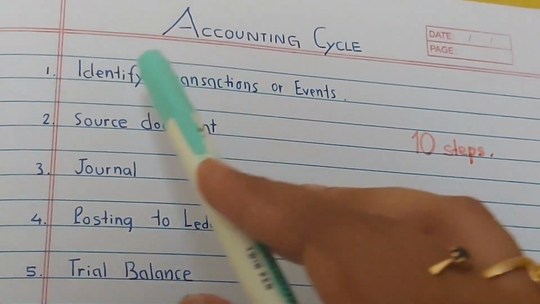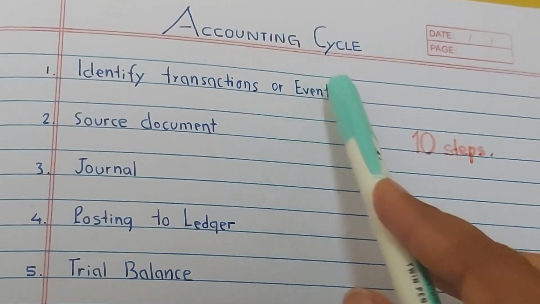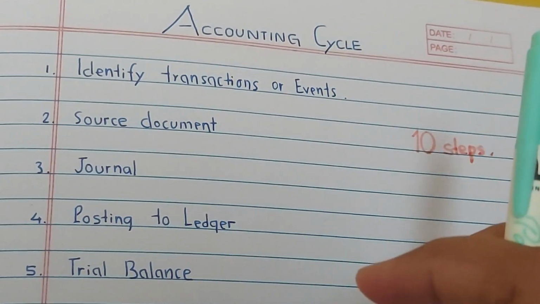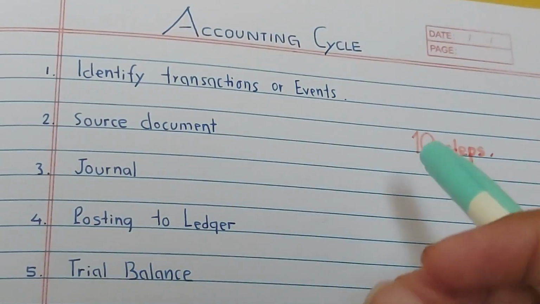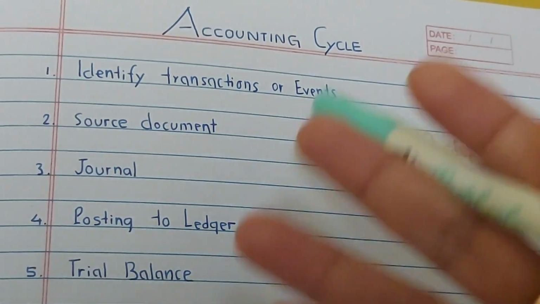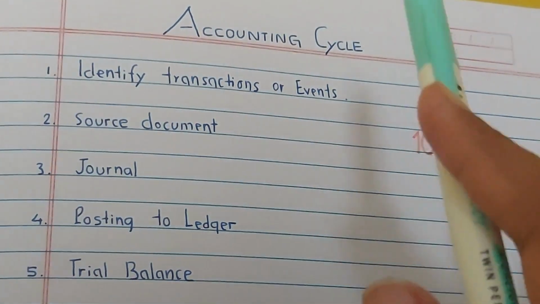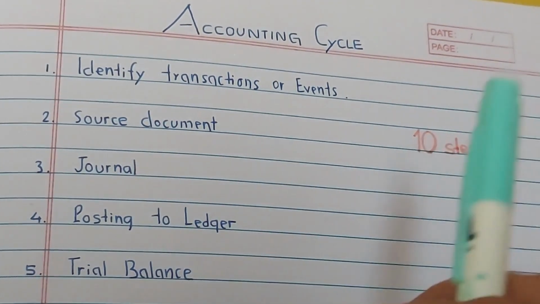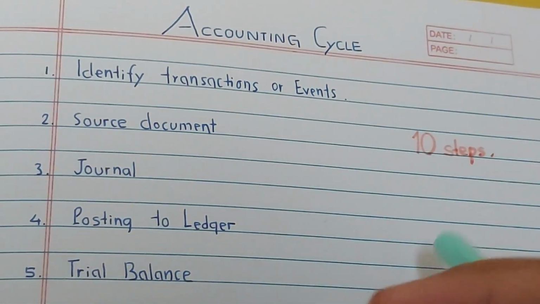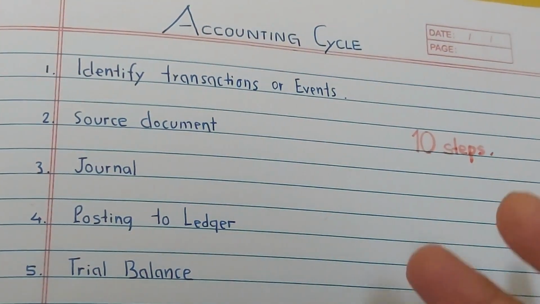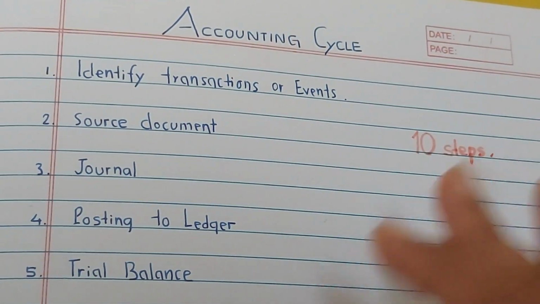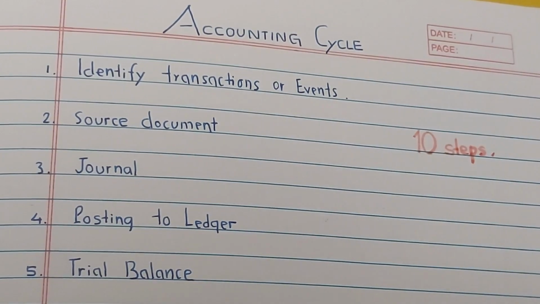The first is to identify transactions or events which happen in your firm. We should be able to quantify them in terms of money, that is in rupees, dirhams or dollars or any other currency. Secondly, the source document. We should have a proper trail or evidence that the transactions actually happened in the firm, like bills, invoice, voucher or receipt. So in a company, each transaction has to be recorded.